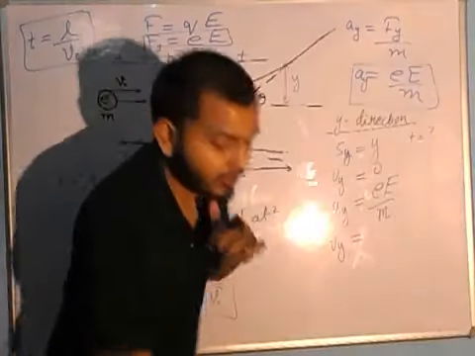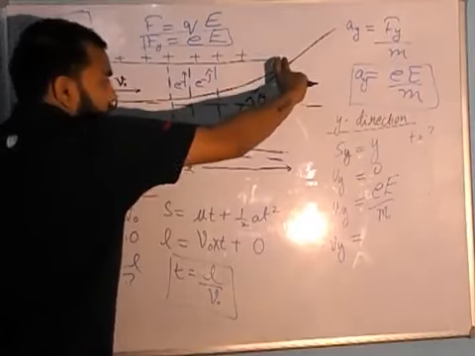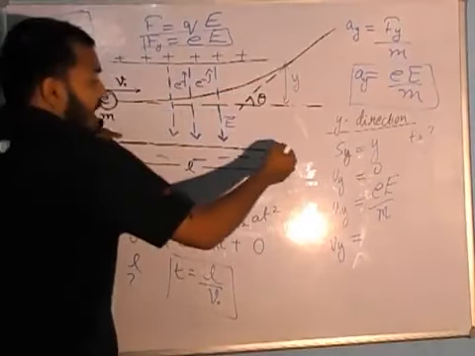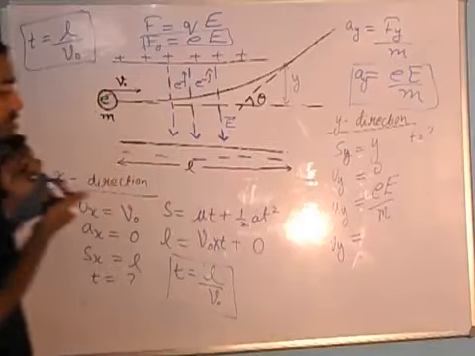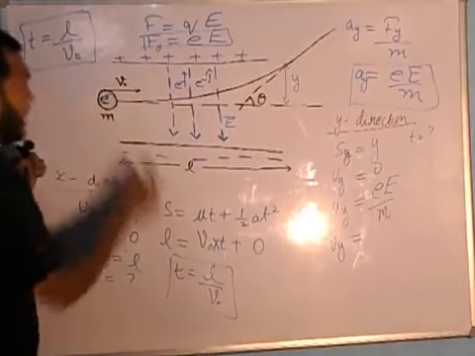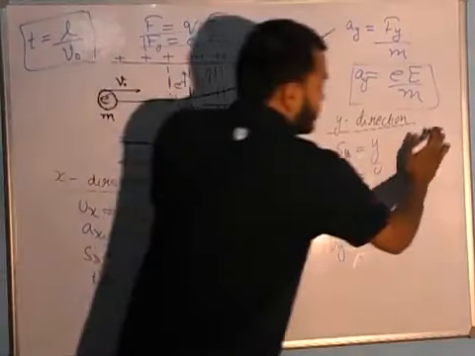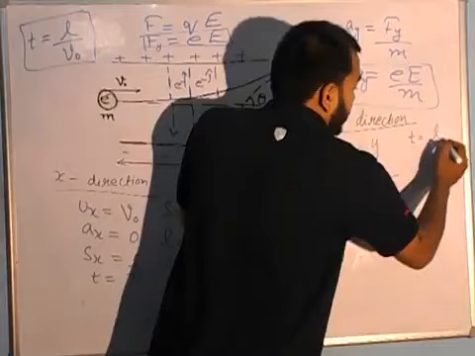Now the second part is very simple, because the time taken by the electron to cover this vertical distance is exactly equal to the time taken by the electron to cover this horizontal distance. What is the horizontal distance? L. And it is covered in the time period of L divided by V0. So this is the time it takes to cover the vertical distance y.